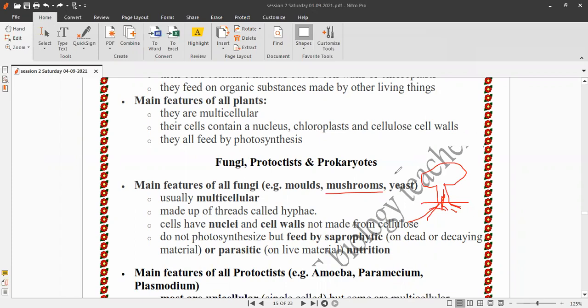Okay, do you know what hypha is? What does hypha mean? Like filaments. Okay, these filaments, these threads or filaments, this is called the hypha. This is the feature of all fungi.